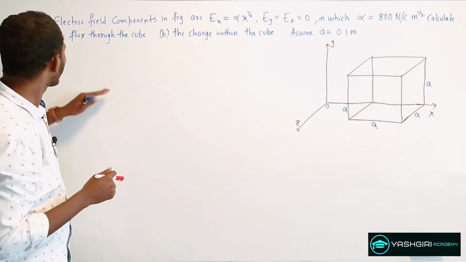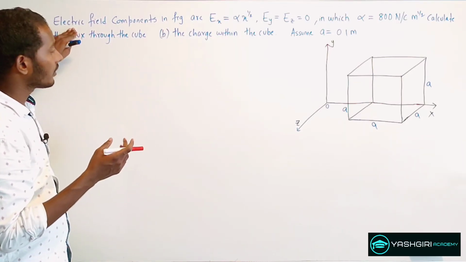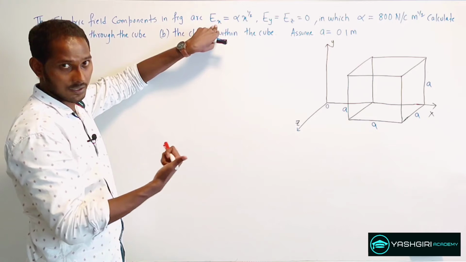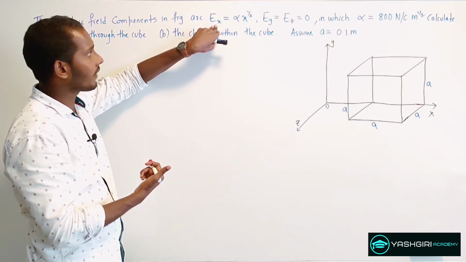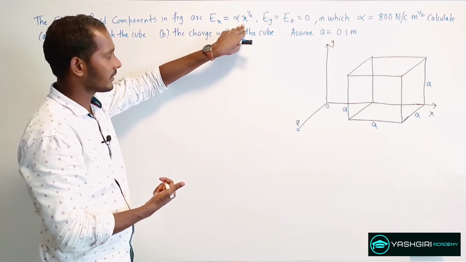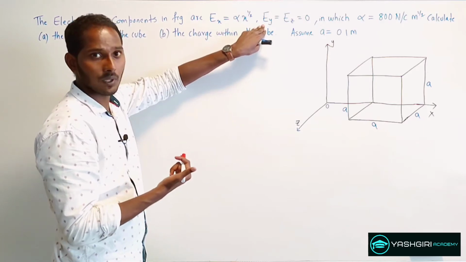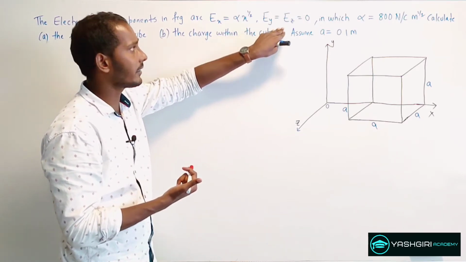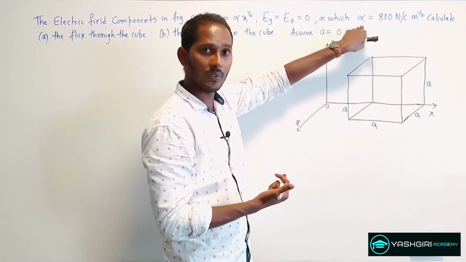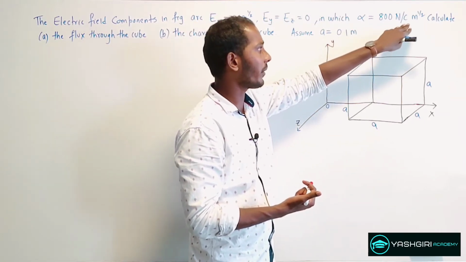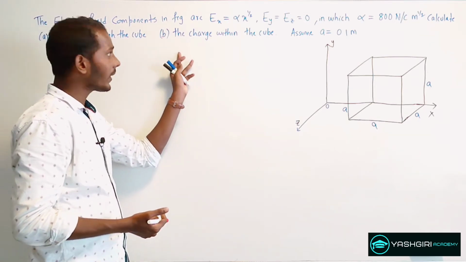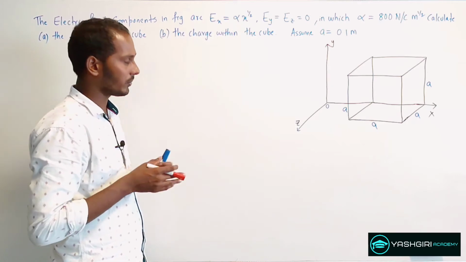Now in this question, the electric field components are given. When I see this, there is only an electric field in the x direction, and the magnitude of that electric field is alpha times square root of x, where the electric field along the y and z directions is 0. The alpha value is given as 800 newtons per coulomb square root meter, and we are told to calculate the flux through this cube. The second question is to calculate the charge within that cube.